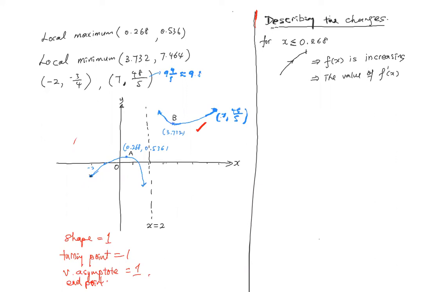More than 0 or less than 0? Yes, Johan? More than 0. So another part is increasing also for this part. From B onward, correct? That is for x greater than 3.732. Okay?